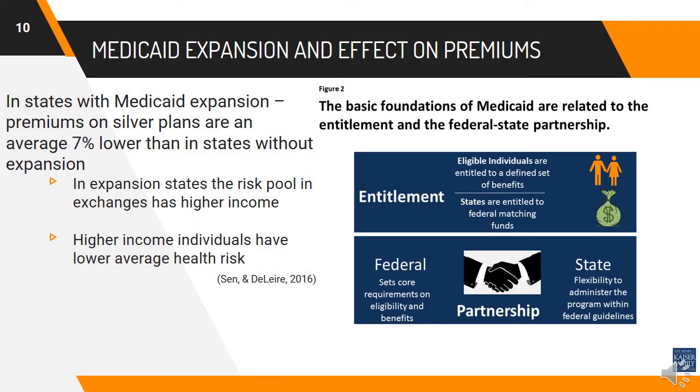In states with Medicaid expansion, premiums on silver plans are on average 7% lower than in states without expansion. This is due to the fact that in expansion states, the average income is higher for those with insurance through the exchanges. As we know, higher income individuals have lower average health risk, which results in lower premiums.